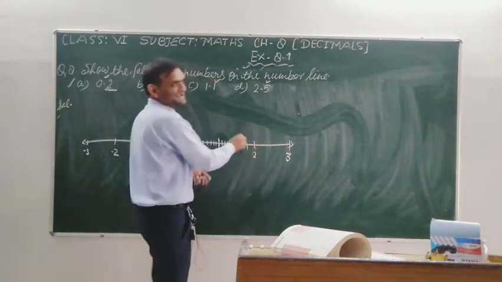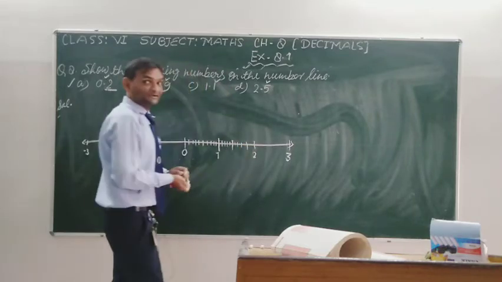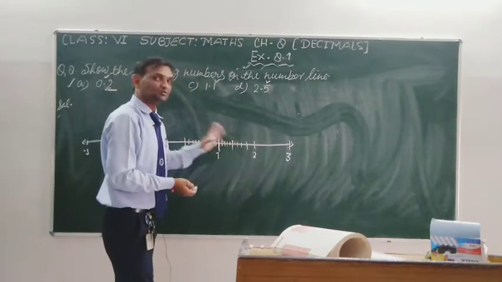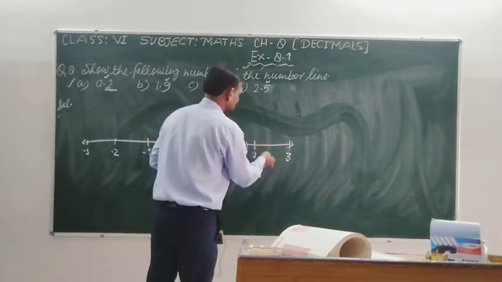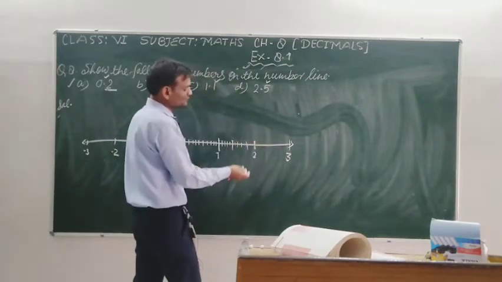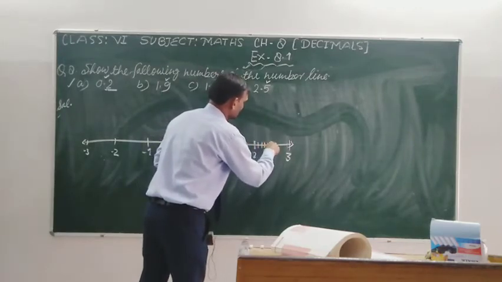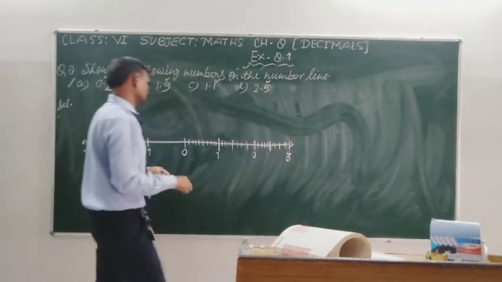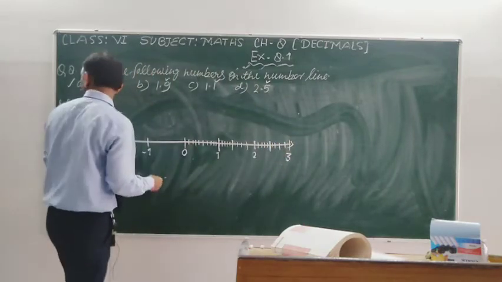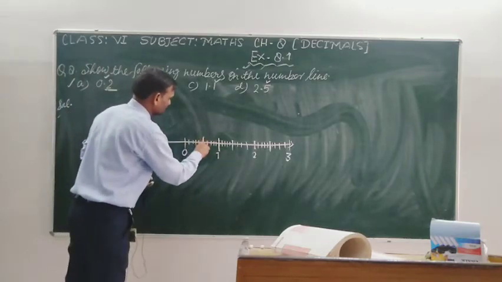These two parts are large, but you will take care that all parts should be equal. According to this, we divide this unit distance into 10 equal parts. 1, 2, 3, 4, 5, 6, 7, 8, 9 and 10. 1, 2, 3, 4 and 5. This is 5.